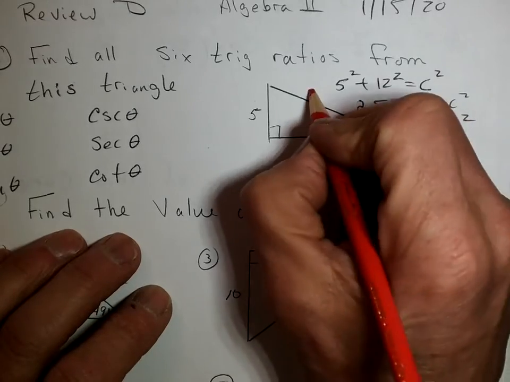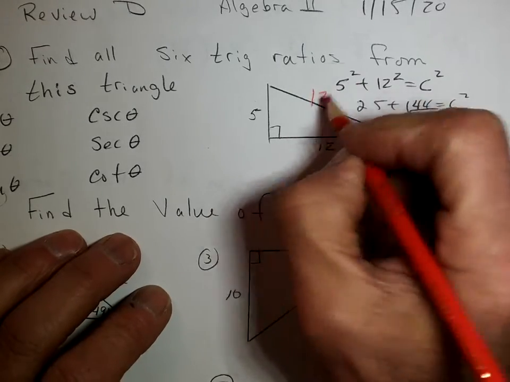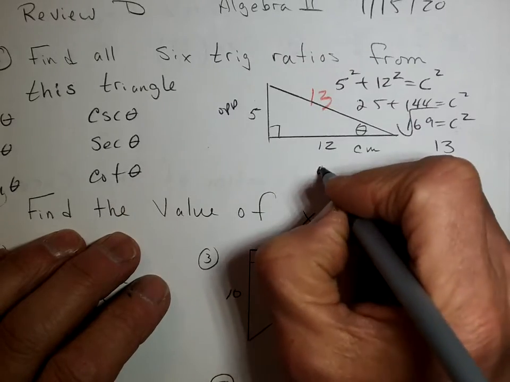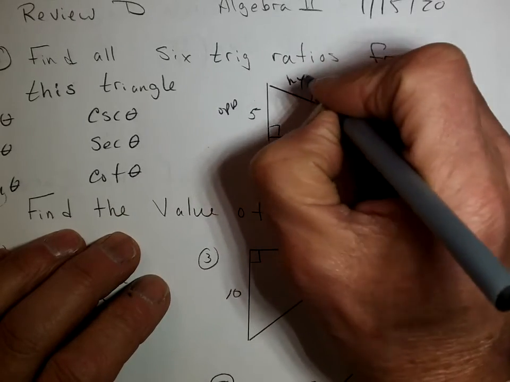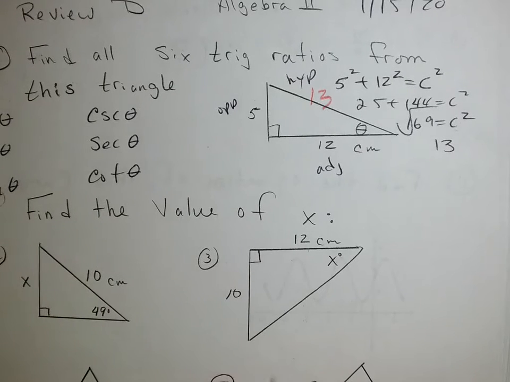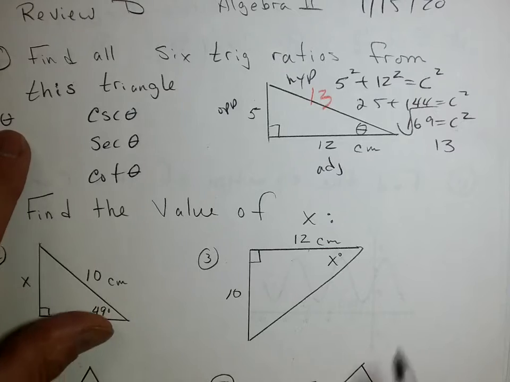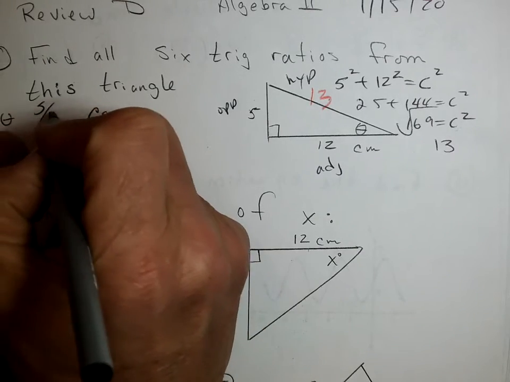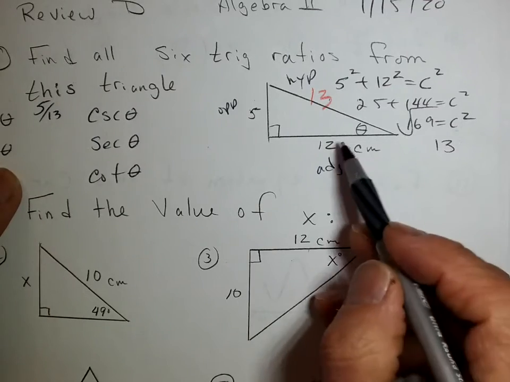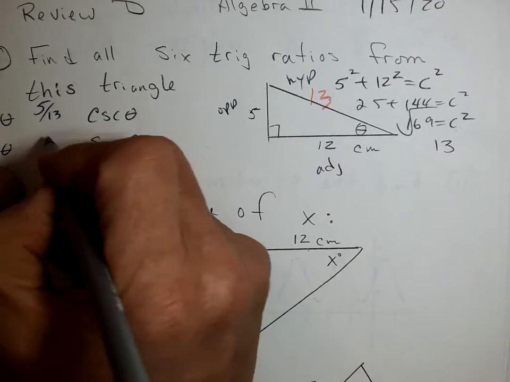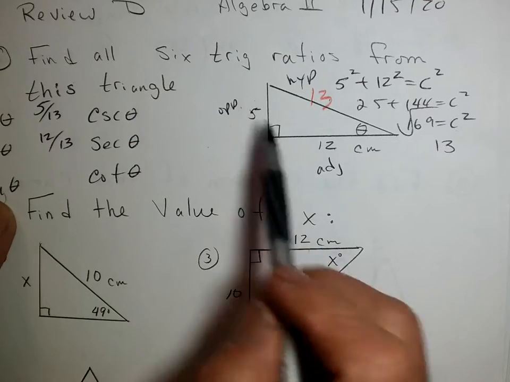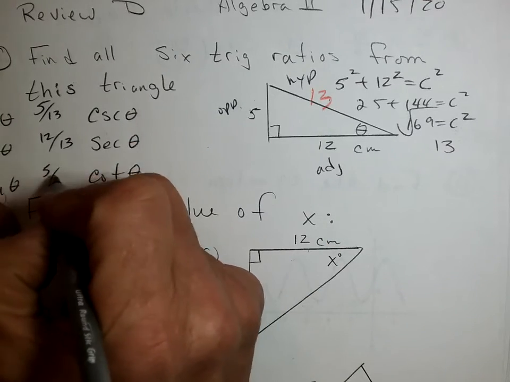And now I have my opposite, my adjacent, and my hypotenuse. So I'm just going to follow for sine, cosine, and tangent what's on the board. Sine is opposite over hypotenuse, which is 5/13. Cosine is adjacent over hypotenuse, which is 12/13. And tangent, which is opposite over adjacent, is 5/12.